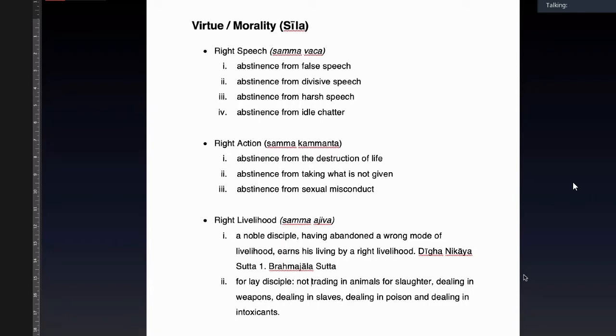Sometimes, for example, insecticide, things like this. These are poison. Dealing in intoxicants means all these spirits, wine, beer, alcoholic stuff, that make the mind very blurred and muddled. So this falls under right livelihood for the lay disciples. You don't fall under that.